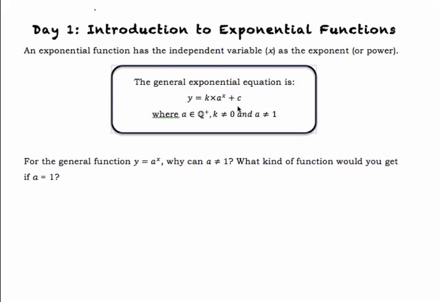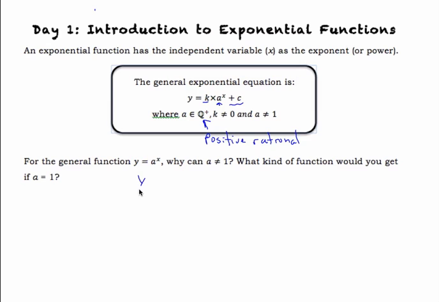So here's what an exponential function generally looks like. It consists of a number k that's not equal to 0, times a number a, which is a positive rational number. Okay, that means it's going to be positive, but it could be a fraction or a decimal. And we have plus c, a constant as well.